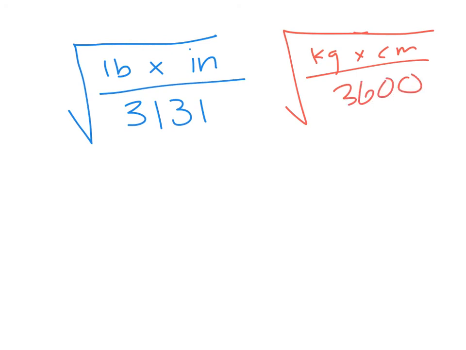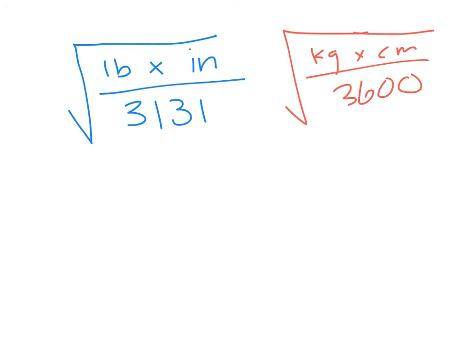But if you leave it in household, then it's pounds and inches divided by 3,131. So it does not matter. Again, you'll have both of those formulas, and that 3,131 and the 3,600, those are set in stone. But that way you know that if you're given a weight in pounds, you don't have to convert it to kilograms, and a height in inches, you don't have to convert that to centimeters. You can just use the other formula. That's totally fine.